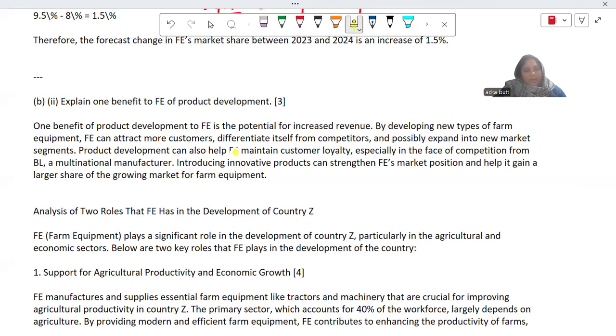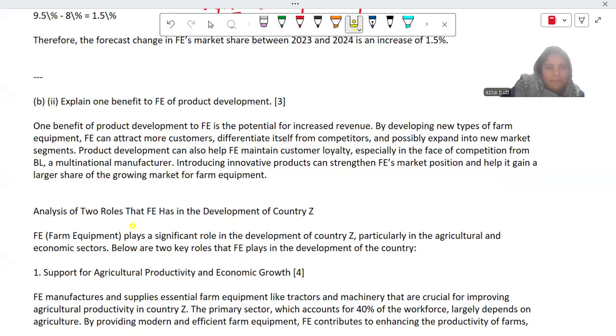Product development can also help FE maintain customer loyalty, especially in the face of competition from BL, a multinational manufacturer. Introducing innovative products can strengthen FE's market position and help it gain a larger share of the growing market for farm equipment. Okay.